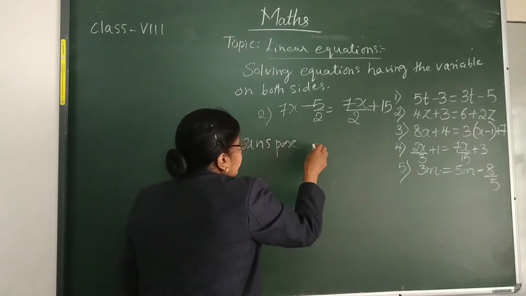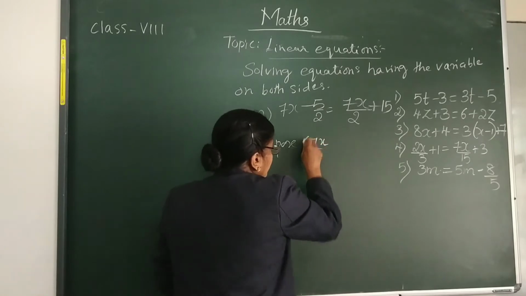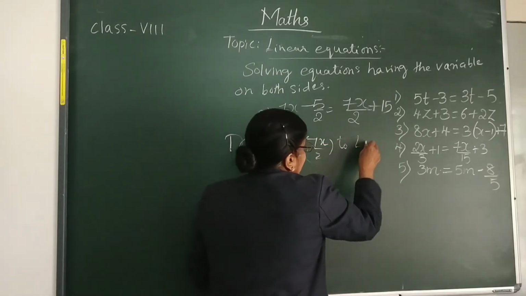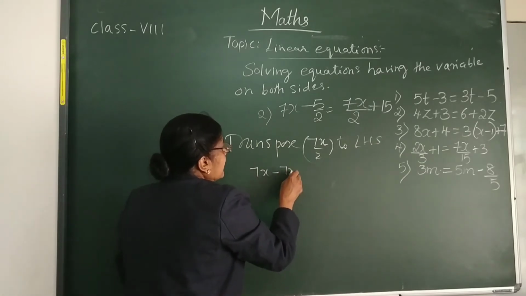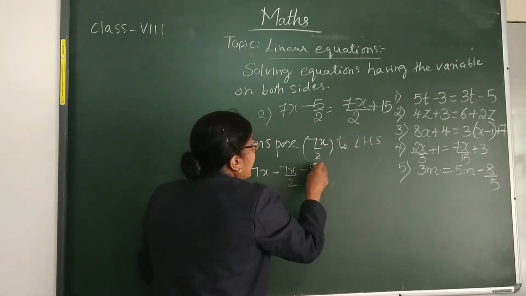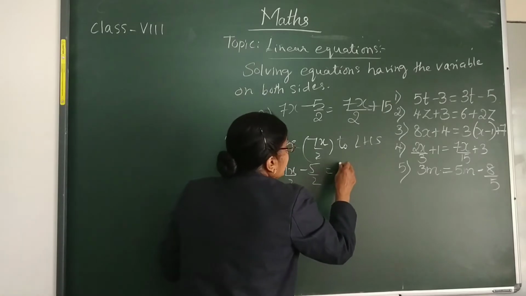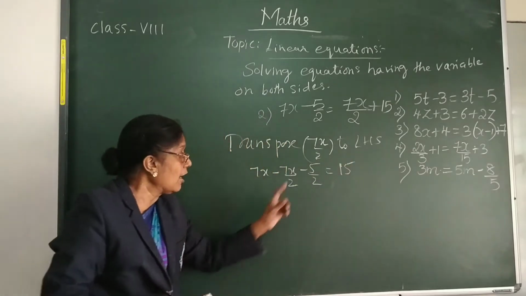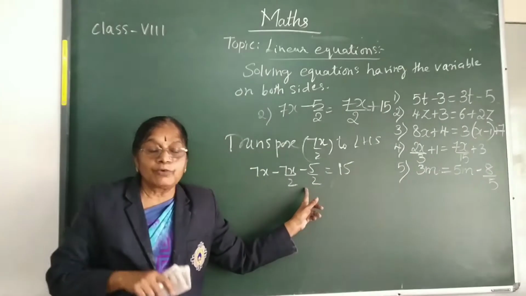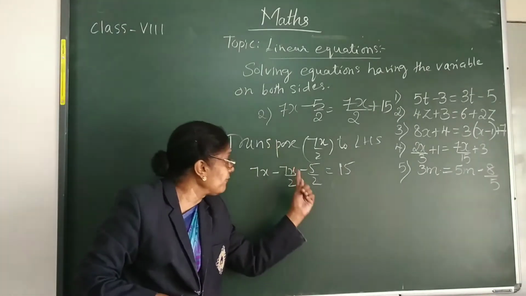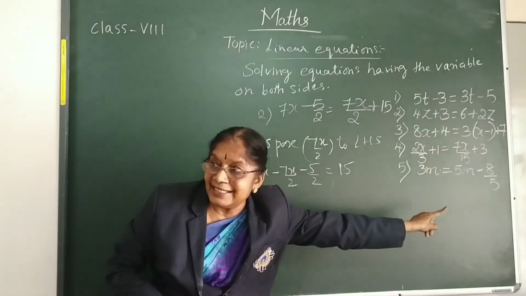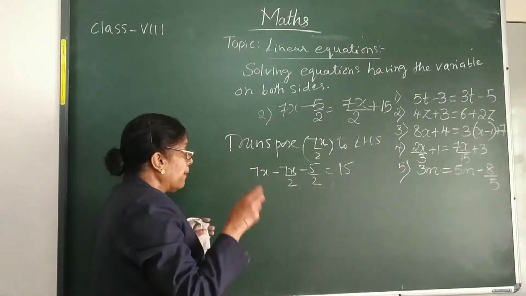What am I going to do? Transpose 7x by 2 to the left hand side. So what shall I get? 7x minus 7x by 2 minus 5 by 2 is equal to 15. Now minus 5 by 2 is what? It is also a constant. So I will take the constant from the left hand side to the right hand side. So minus 5 by 2 will become plus 5 by 2.